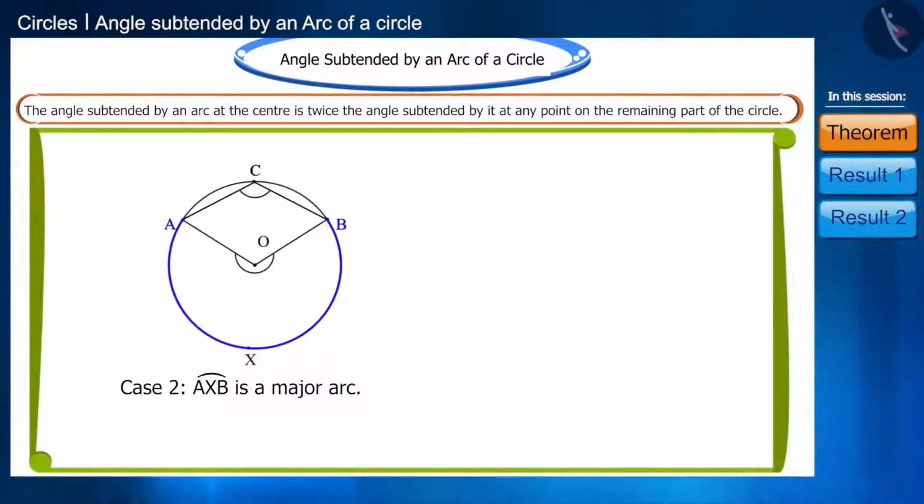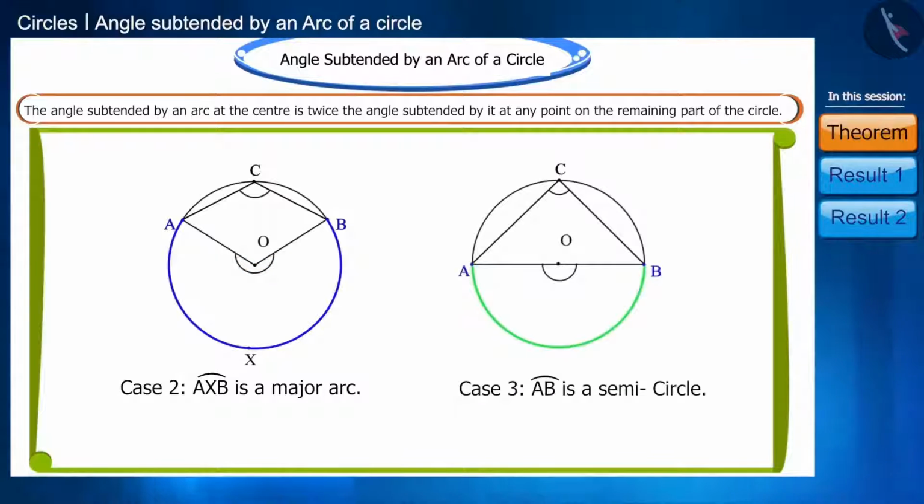Friends, we can repeat this process for the second case as well. Here, the angle AOB is the reflex angle, and in the third condition, the angle AOB is the straight angle. You will find that the angle AOB is twice the angle ACB.